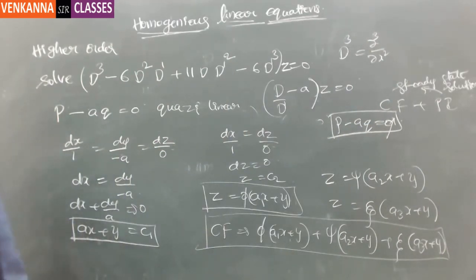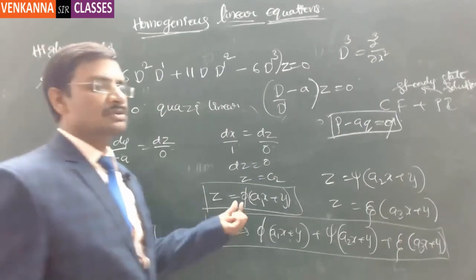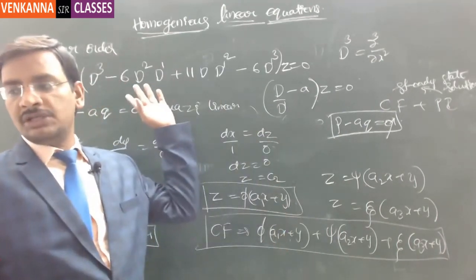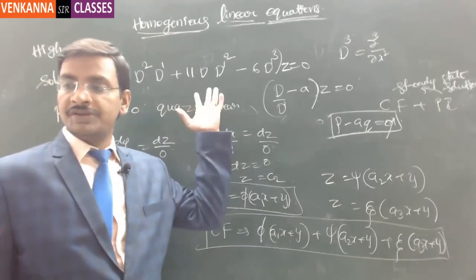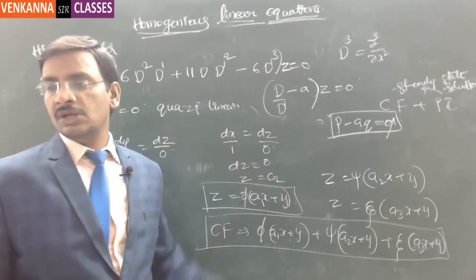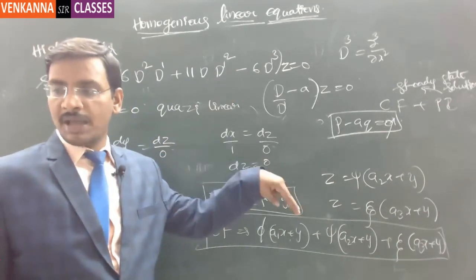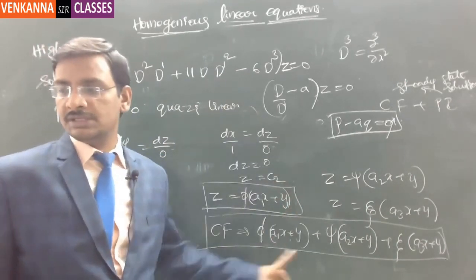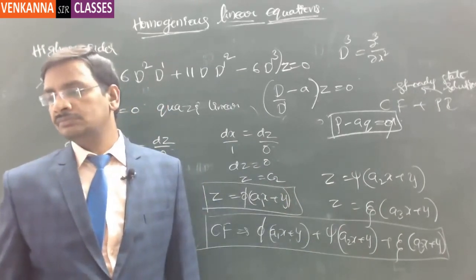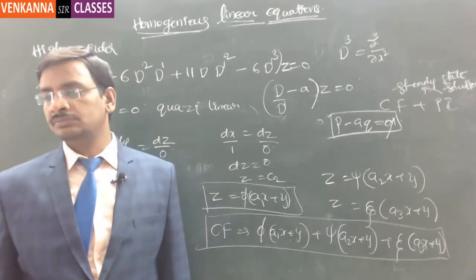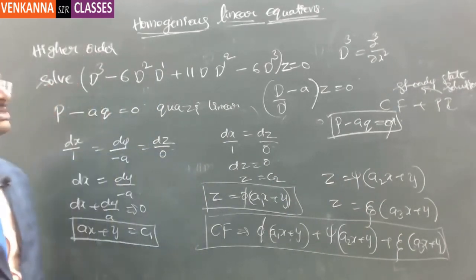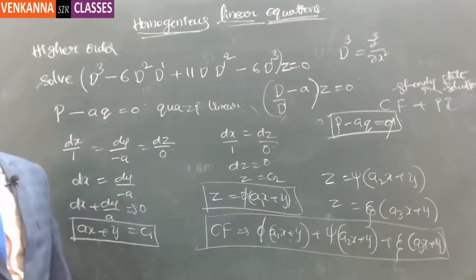Why we took phi and psi? As I told you, this is an arbitrary function which we will bring in. Now this is a third order differential equation. That means this differential equation we have got by eliminating three arbitrary functions. Those three arbitrary functions will come back if you solve this differential equation. That is these three. Got it? Understood? Okay. So this is how you will be solving the differential equation.